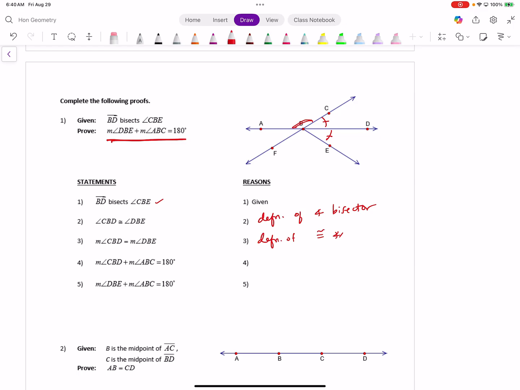Why is it 180 degrees? Because it's a linear pair postulate. And then, why does the measure of angle DBE added to the measure of angle ABC equal 180 degrees? Because right here, we knew that these were the same amount. So where that angle CBD was, we just plugged in angle DBE. So that was just a substitution.